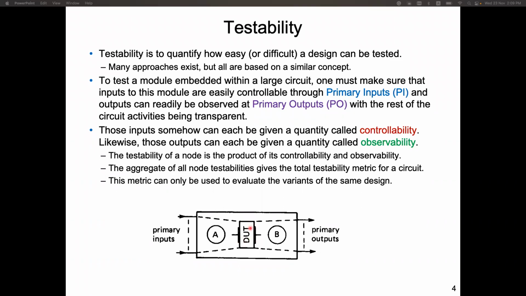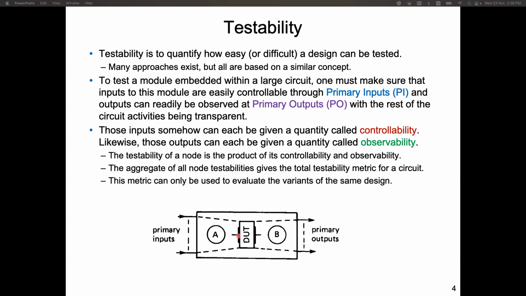But in order to test this module, we should make sure that the input to this module can be easily controlled through the primary inputs. Somehow the input here can propagate to the input of the module, and the output of the module can be propagated to the primary outputs.